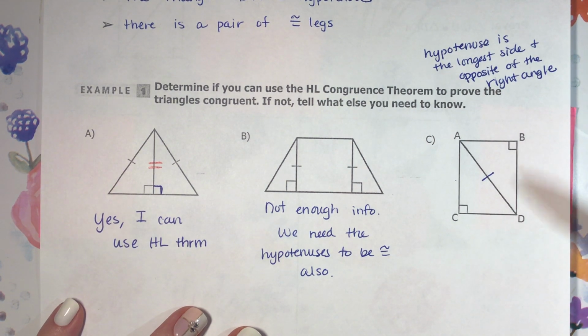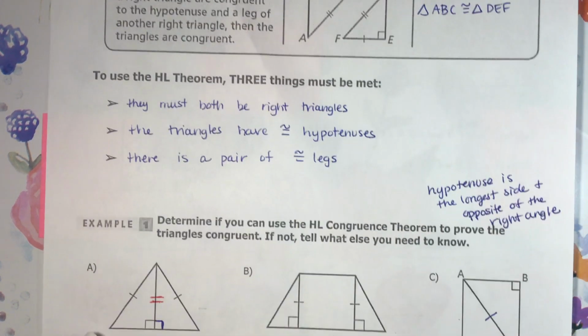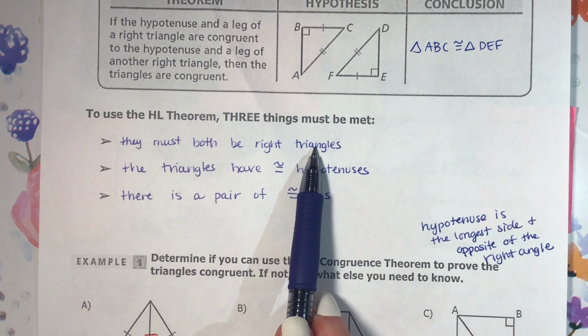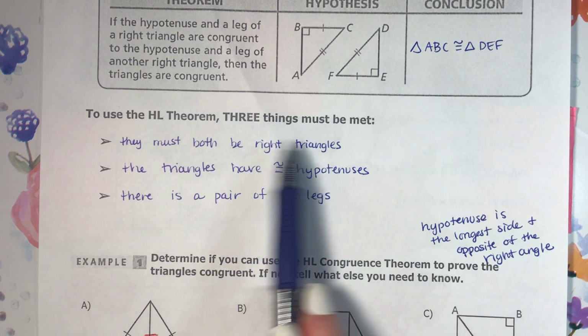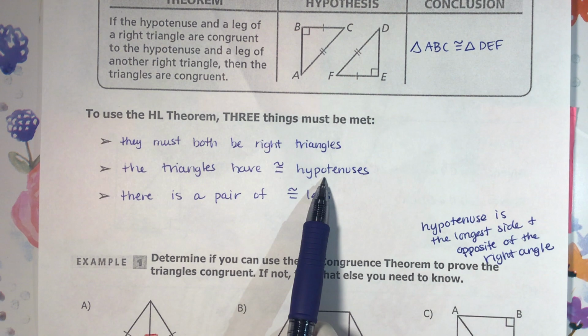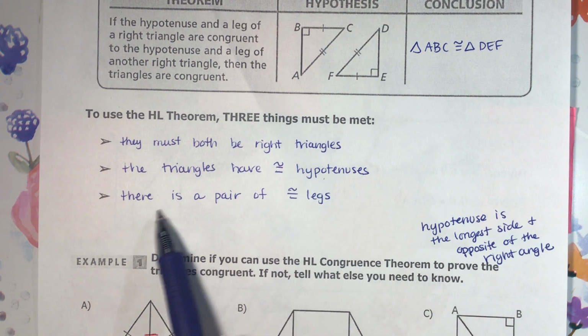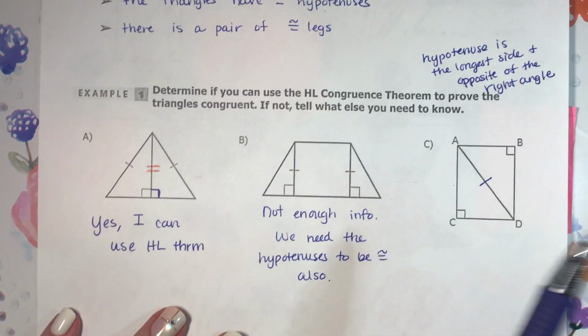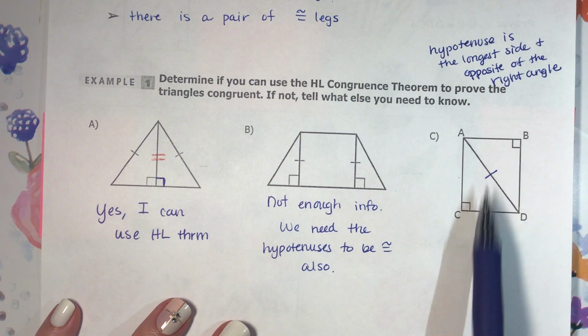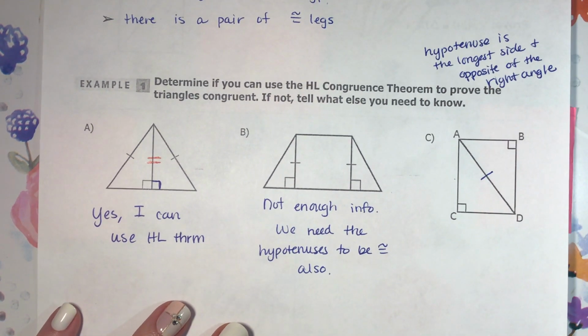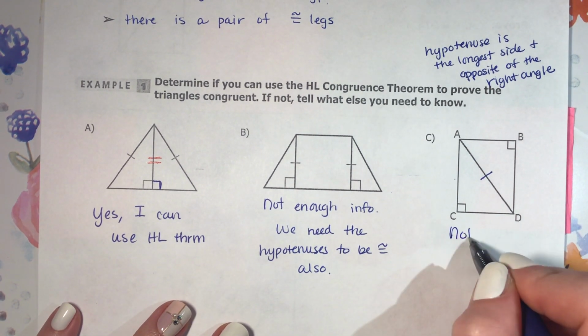So all I have are two of the things required. Remember up here, they must both be right triangles. I have that taken care of. They must have congruent hypotenuses. I have that taken care of. But they don't have a pair of congruent legs. I just don't have enough information. So not enough info.